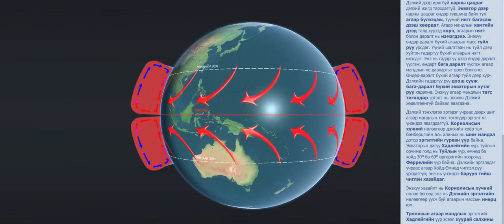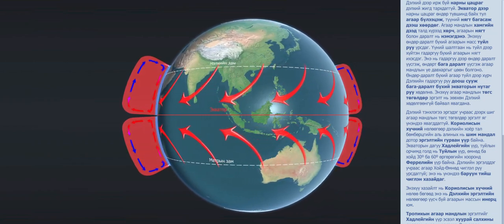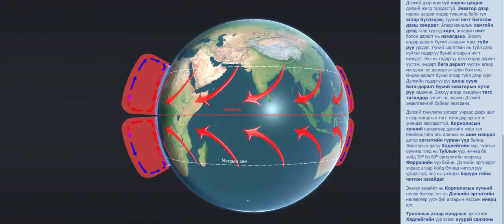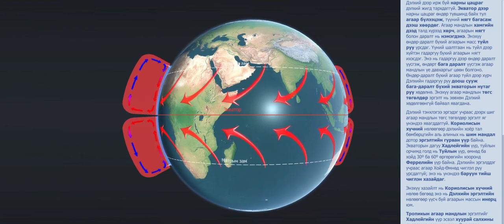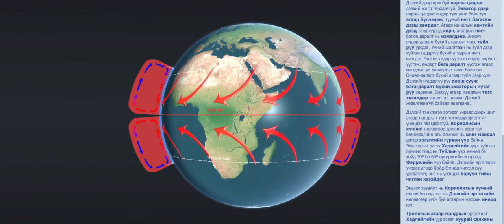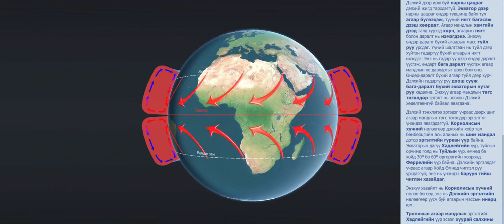The tropical atmospheric circulation, known as the Hadley cell or the trade wind system, occurs along the equator. Here the air warms up, rises, and then cools down at higher altitudes, which results in precipitation. This creates good conditions for the formation of tropical rainforests.